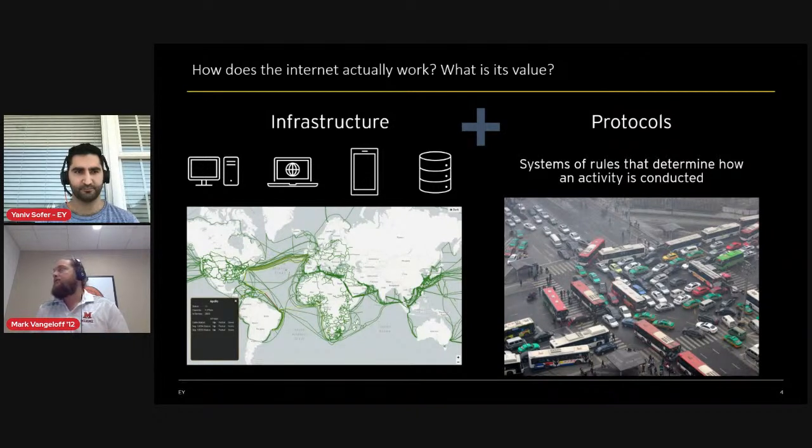The second component we have are protocols, right? And protocols are just systems of rules that determine how an activity is conducted. And there are real life protocols, right? They exist in everyday life. Consider the photo here on the right. Traffic lights, right-of-way laws, traffic laws in general are examples of protocols that determine how individuals should drive from point A to point B. And as the picture shows, in the absence of protocols, you're essentially left with chaos.